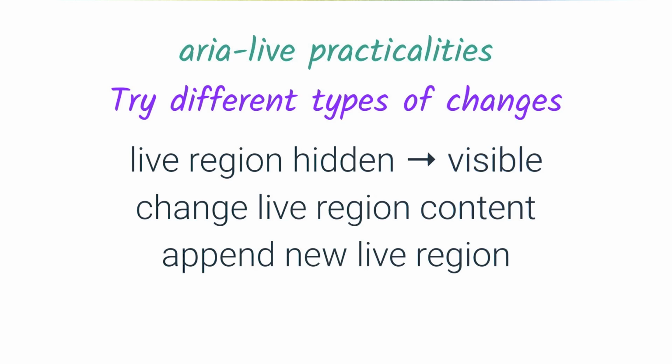For example, it's possible to trigger an alert on some screen readers by toggling a descendant element's hidden style from true to false, but this technique does not work on others. So if you're having issues with getting an aria-live region to speak, experiment with some different types of content changes to see what works on the platforms you're targeting.